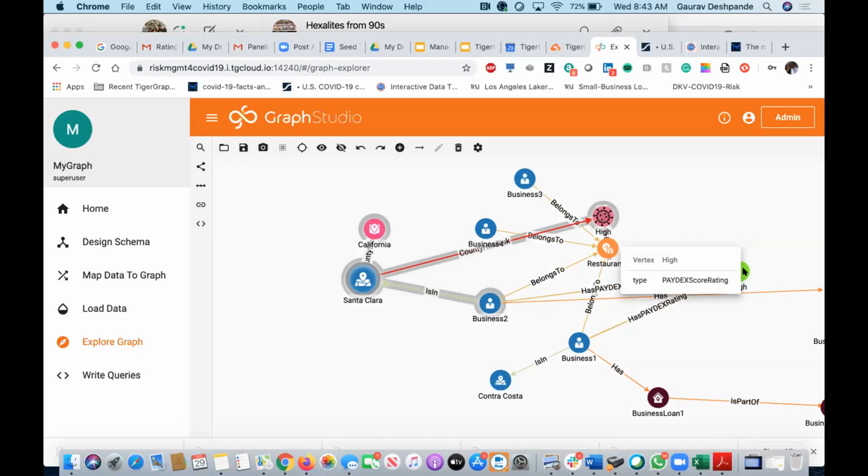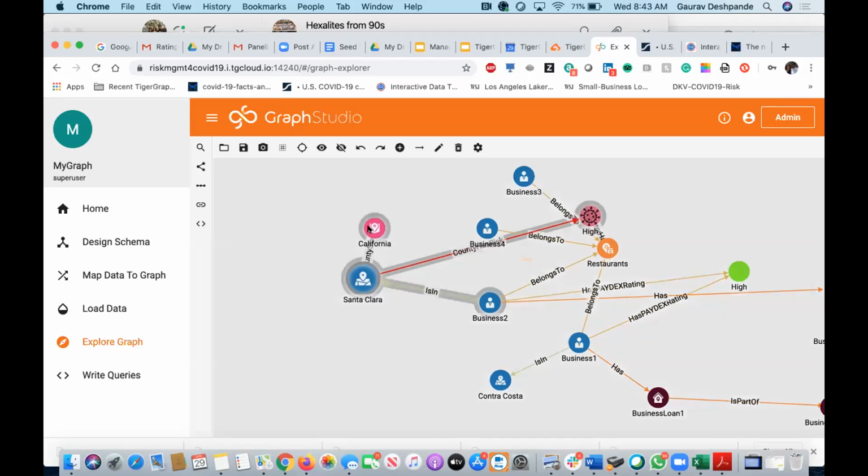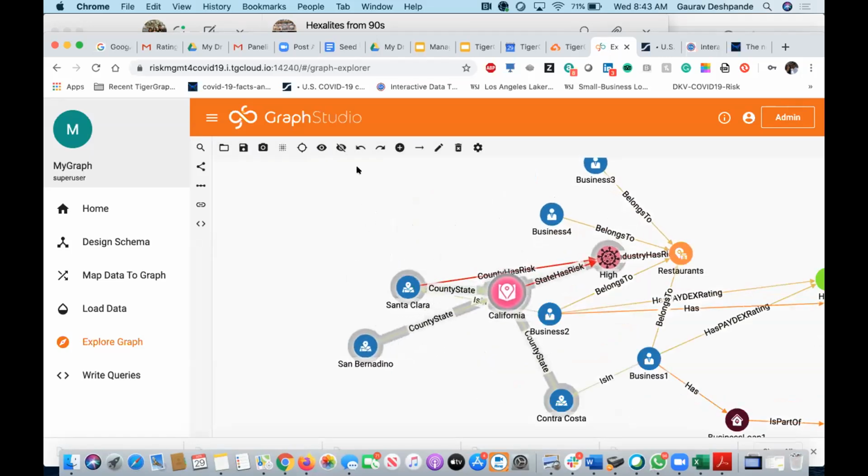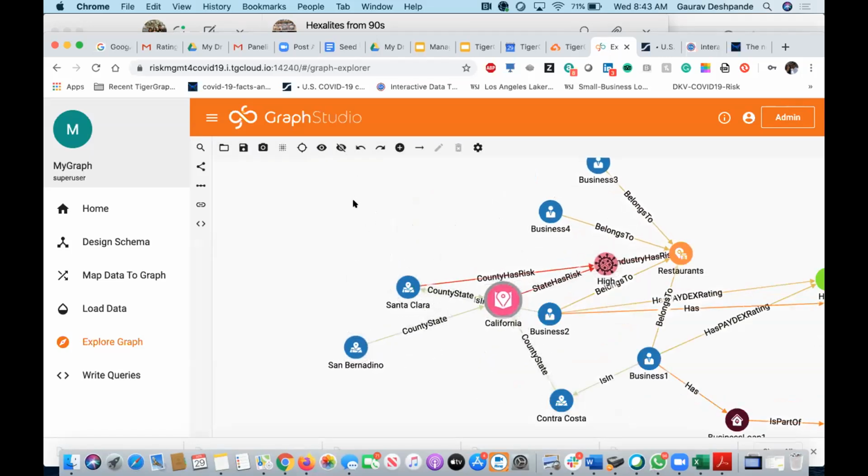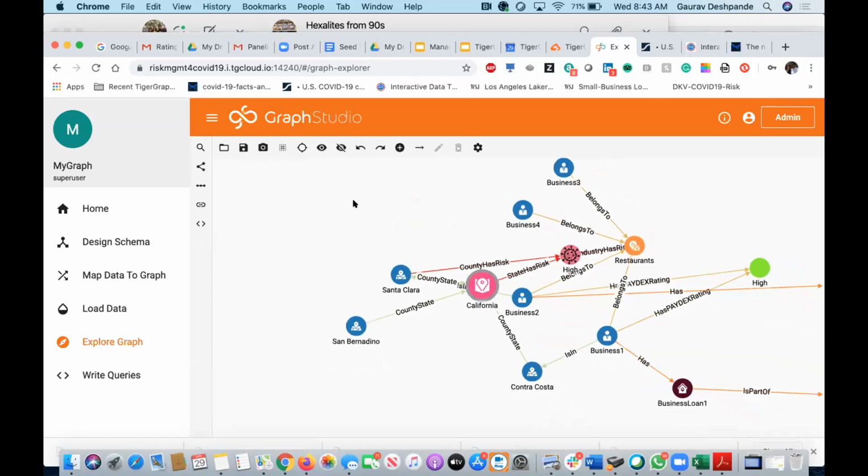So if you're looking at Paydex rating alone, it's like driving while looking in your rear view mirror. What you need to do is look at the forward view of what's likely to happen, because these are all restaurants. They are a high-risk industry. They are located in California, which is a high-risk state. Clearly, this requires a different approach.